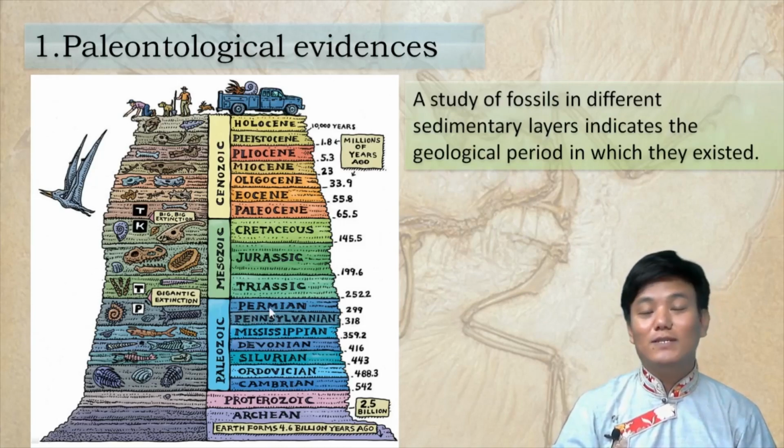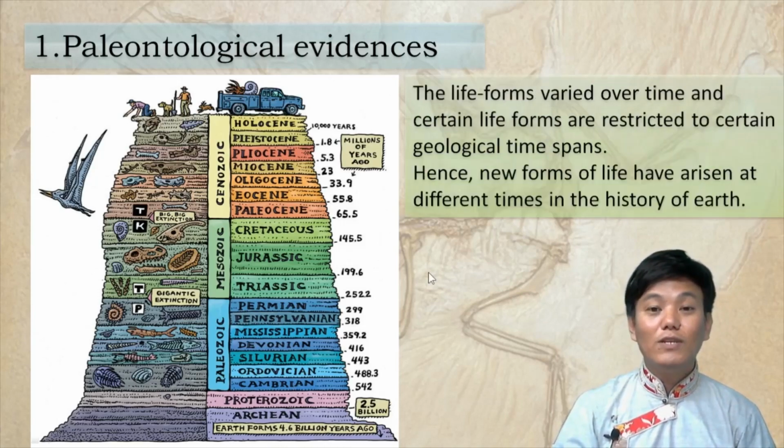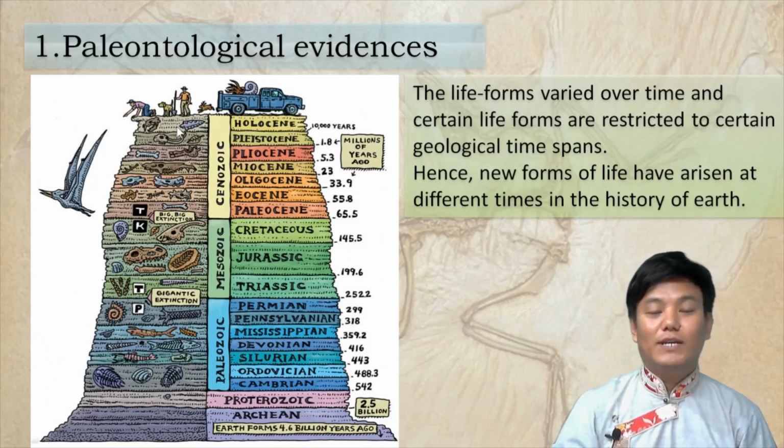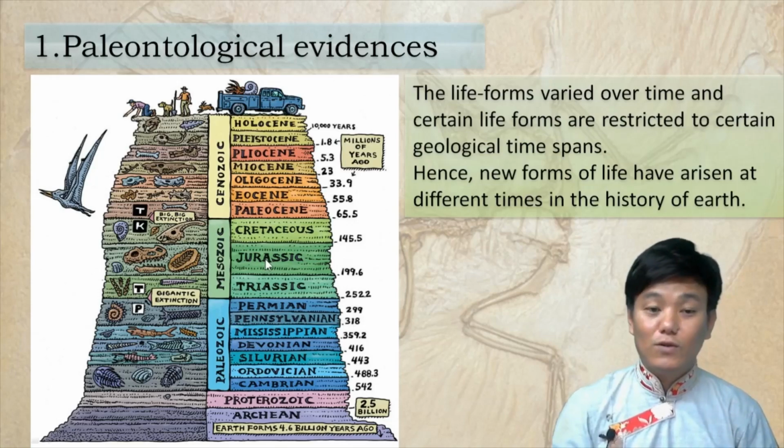life forms existed, right? Not only that, the fossils also tell us that life forms have varied over time, and certain life forms are restricted to certain geological time spans. It means that life forms have gradually changed over time, right? They have changed over time. And if you take a look over here, the Jurassic period, that is 199 million years to 145 million years ago, right? That is called the Jurassic period.